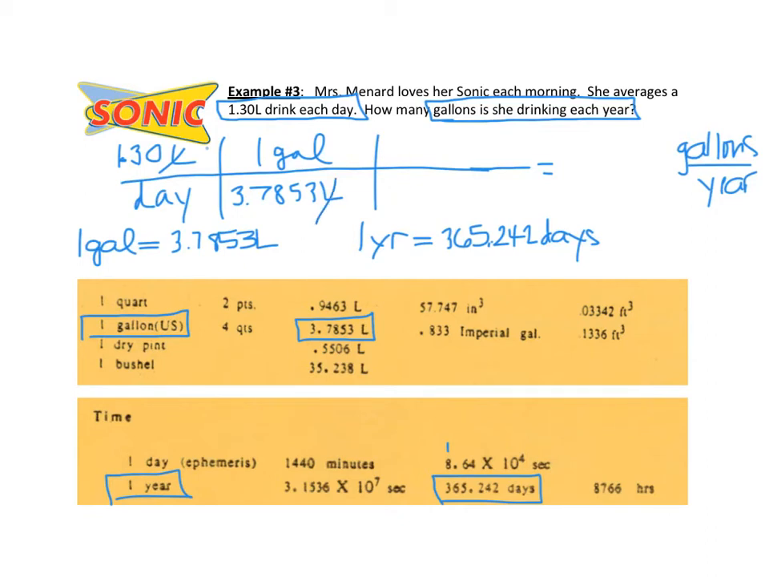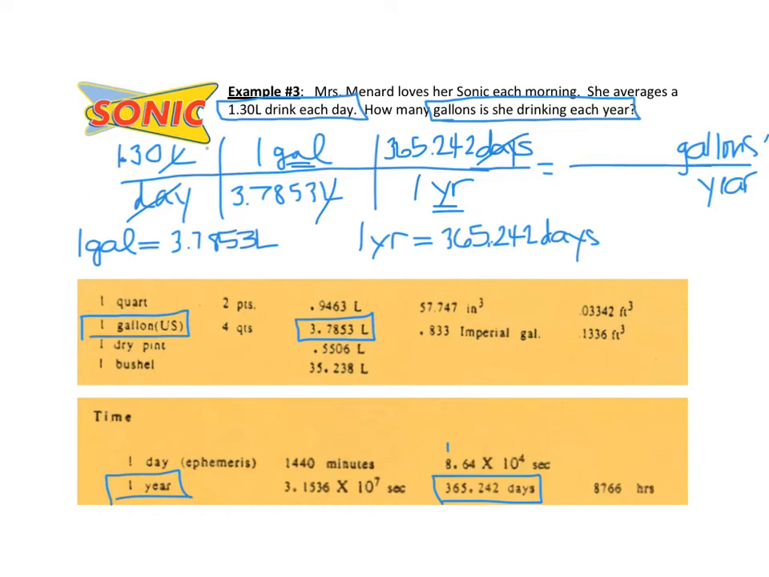So now I want to cancel days. Days is on the bottom, so I have to put my days on the top. So 365.242 days goes on top. I have to keep the conversion factor together as a fraction, so 1 year will go on the bottom. Days cancel, and now you can see I'm in gallons per year, which is what I am looking for. So I'm ready to calculate.